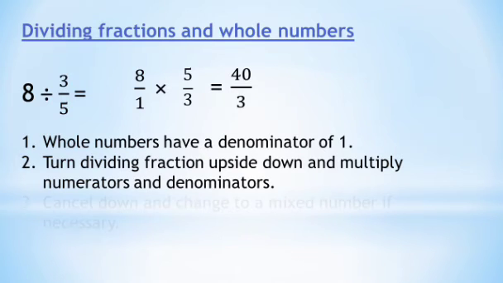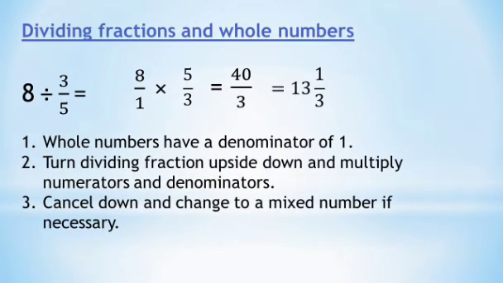We also change the division symbol into multiplication. Now 8 into 5 is 40 and the multiplication of denominators is 3. So our answer is 40 upon 3. Again, cancel down the numerator and the denominator if possible, or change it into a mixed fraction for the final answer.